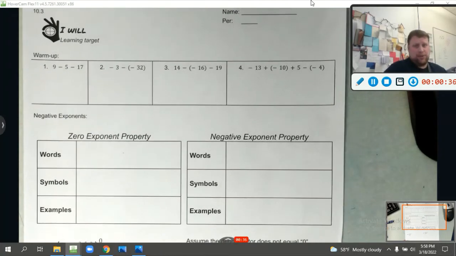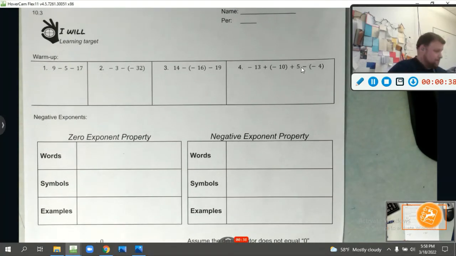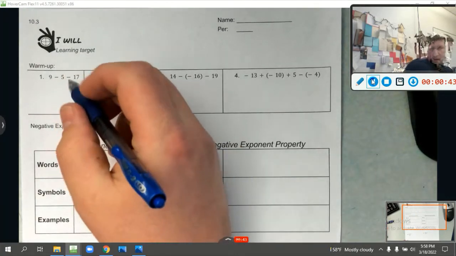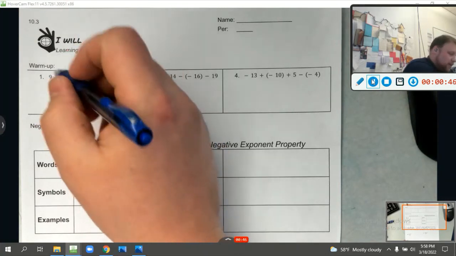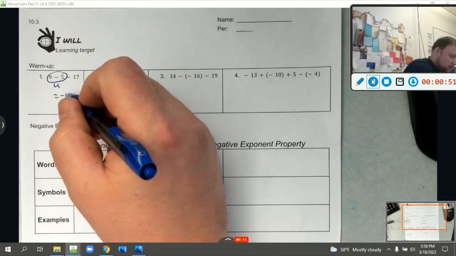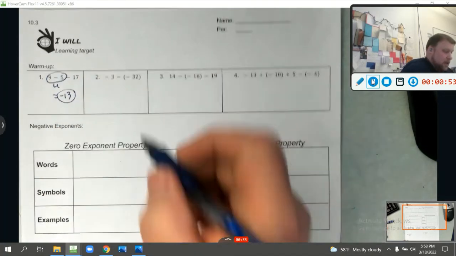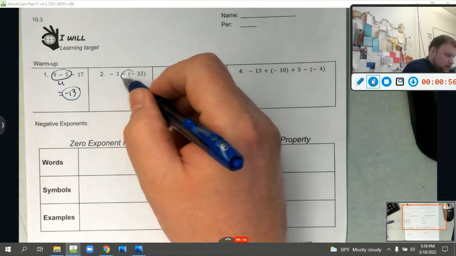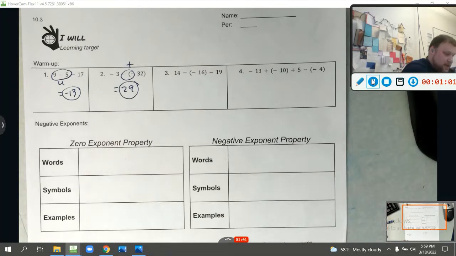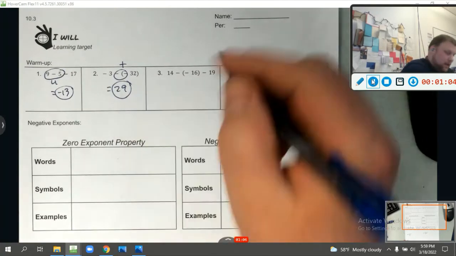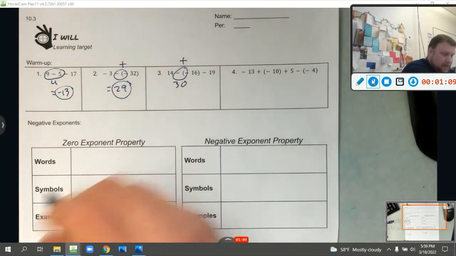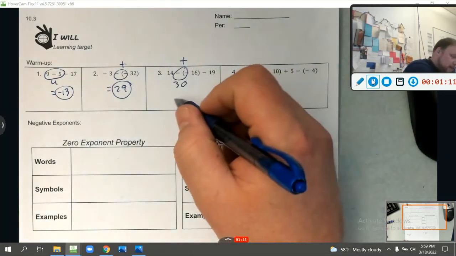And I am assuming we're back. So let's do this. 9 minus 5 is 4, minus 17 is negative 13. Boom. And let's see. Two negatives make a positive, so negative 3 plus 32 is 29. All right. Again, two negatives make a positive, so 14 plus 16 is 30, minus 19 is 11.